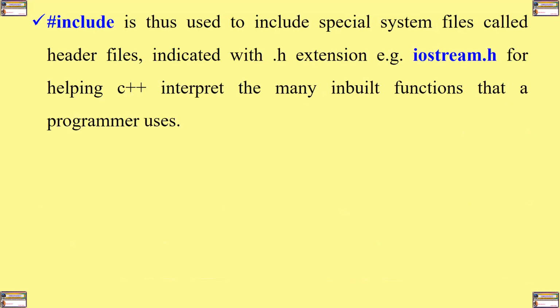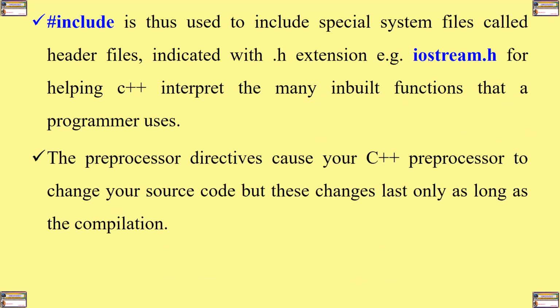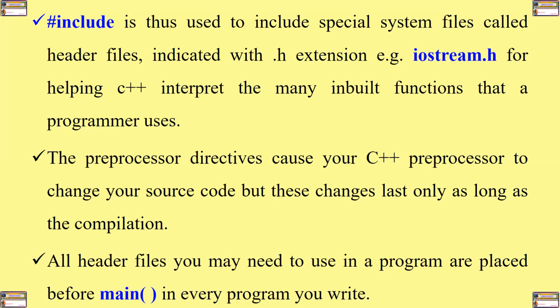The hash include is thus used to include special system files called header files, indicated with .h extension. For example, iostream.h for helping C++ interpret the many inbuilt functions that a programmer uses. The preprocessor directives cause your C++ preprocessor to change your source code, but these changes last only as long as the compilation.